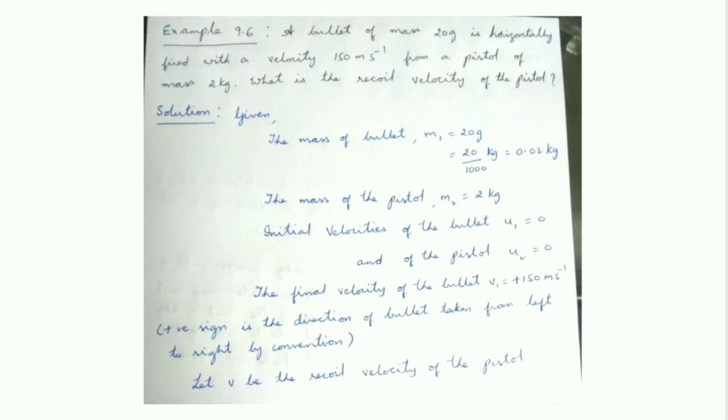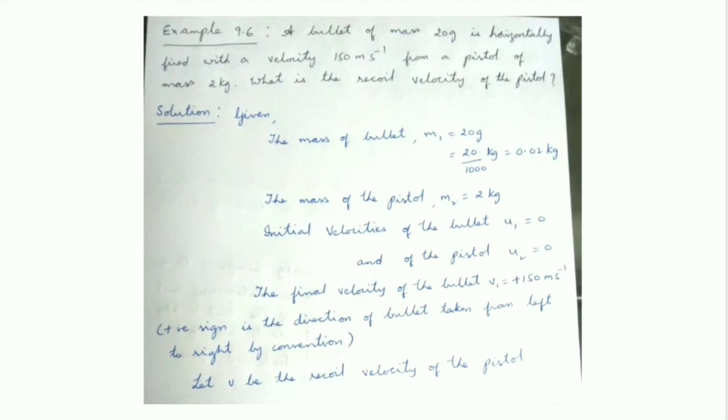Solution. First of all, let us examine what are the values given here. Given here are the mass of bullet m1 equal to 20 grams. We know that 1 kg equal to 1000 grams. This 20 grams is converted into kg by dividing by 1000. So we get 20 by 1000 kg equal to 0.02 kg. The mass of the pistol m2 is given by 2 kg.